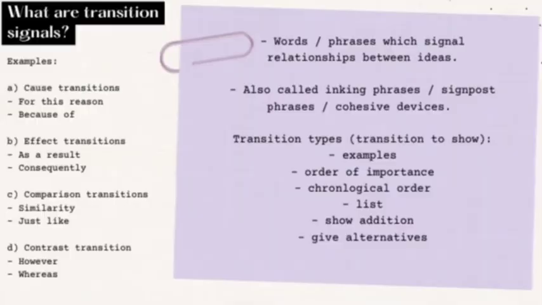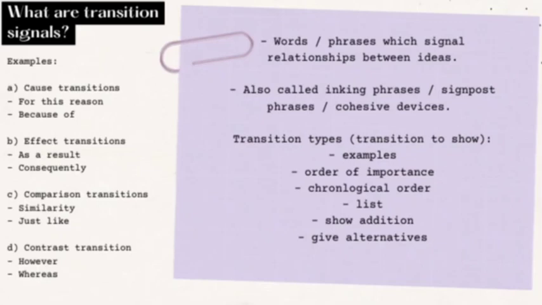What are transition signals? Example A. Cause transitions. For this reason and because of. Example B. Effect transitions. As a result and consequently. C. Comparison transitions. Similarity and just like. And the last, contrast transitions. However and whereas.